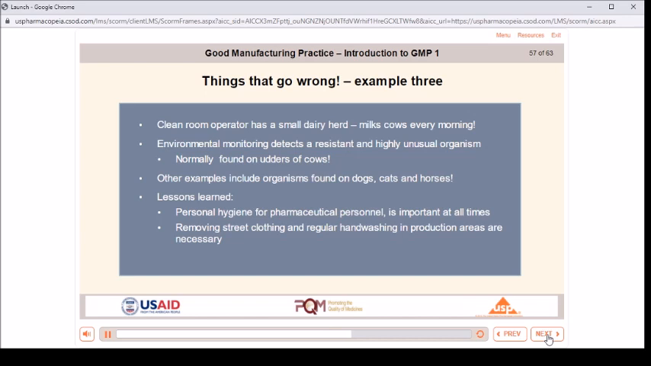Lessons learned. Personal hygiene for pharmaceutical personnel, both manufacturing personnel and others who enter manufacturing areas, is important at all times, not just at work. Removing street clothing and regular hand washing in production areas are necessary.